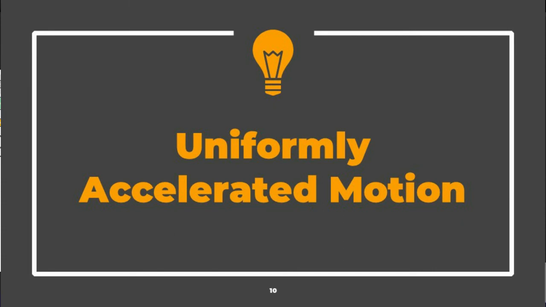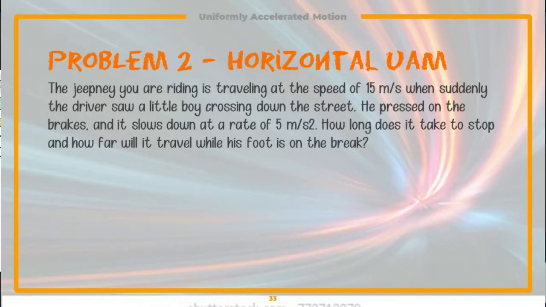I will explain several problems again involving uniformly accelerated motion. Our problem here is: the jeepney you are riding is traveling at the speed of 15 meters per second when suddenly the driver saw a little boy crossing down the street. He pressed on the brake and it slows down at the rate of 5 meters per square second. How long does it take to stop and how far will it travel while his foot is on the brake?